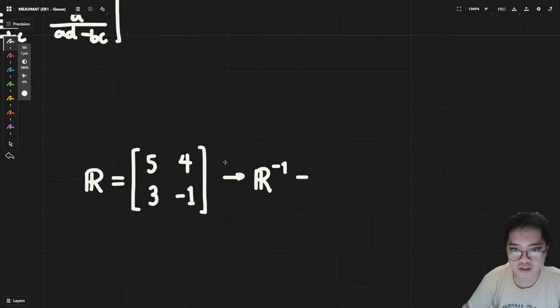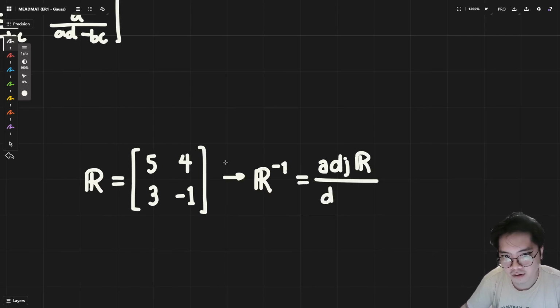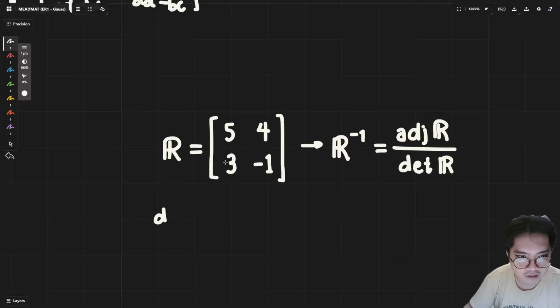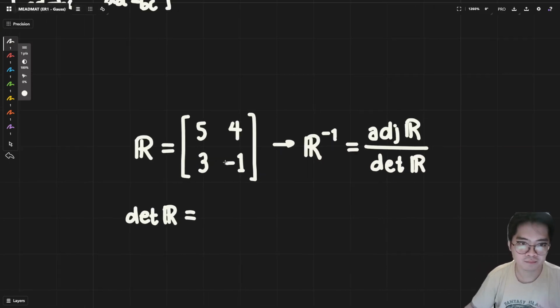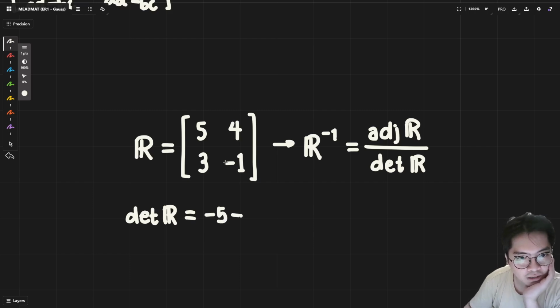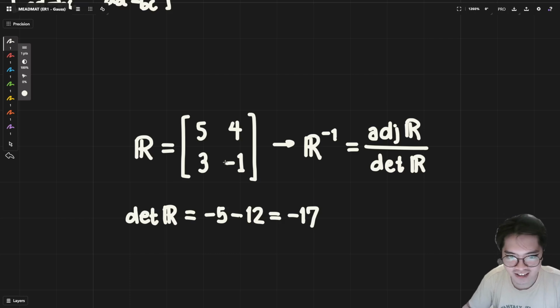So what is going to be our R inverse? That needs to be the adjoint of R divided by the determinant of R. The determinant is very easy to find. We can just do this mentally. 5 times -1 is -5, minus 3 times 4 is 12, so that's -17. This is going to be a very yucky inverse.